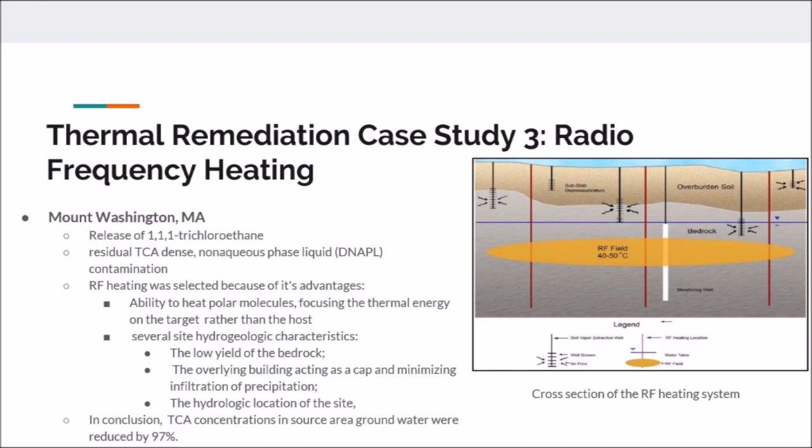The advantages of this technology were that RF heating preferentially heats polar molecules such as water, focusing the thermal energy on the target, impacting groundwater and bedrock fractures rather than the host bedrock. Second, RF heating efficiency was enhanced by several site hydraulic characteristics, which included the low yield of the bedrock, the overlying building acting as a cap in minimizing infiltration of precipitation, and third, the hydraulic location of the site at the upper edge of a drainage basin divide.